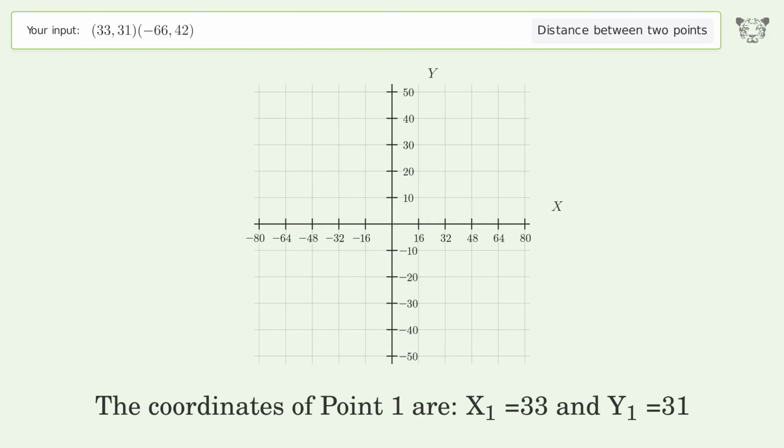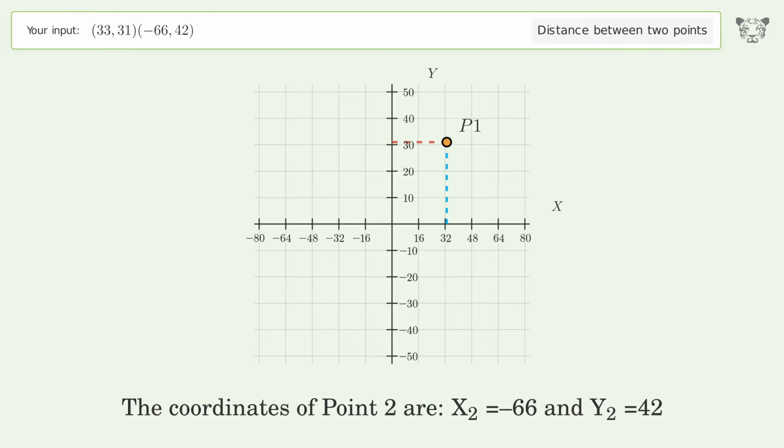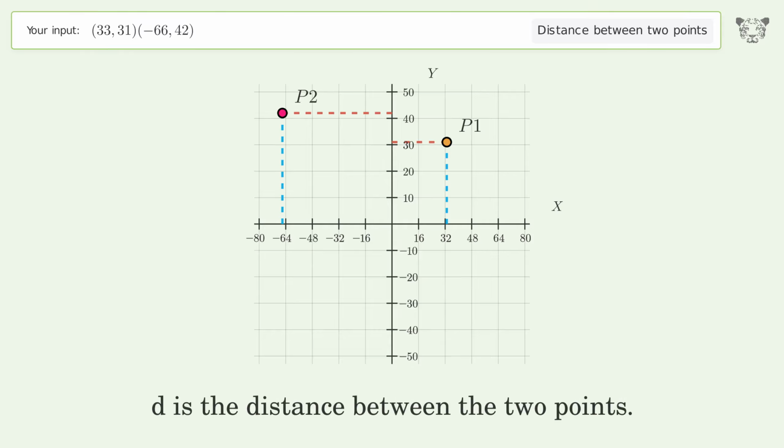The coordinates of point 1 are x1 equals 33 and y1 equals 31. The coordinates of point 2 are x2 equals negative 66 and y2 equals 42. D is the distance between the 2 points.